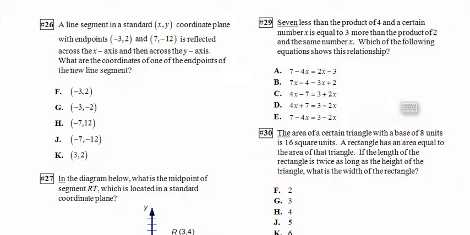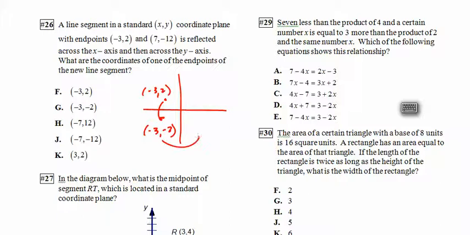A line segment in the standard plane with endpoints is reflected across the x and then the y. What are the coordinates of one of the endpoints of the new line? Tricky, tricky, tricky. Negative 3, 2. Forget the 7, negative 12 for now. Reflected across the x, so down here, negative 3, negative 2, then across the y. Still down at negative 2, 3 over. 3, negative 2 is one answer.